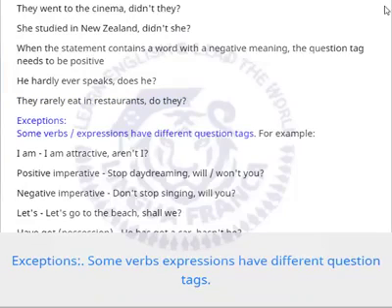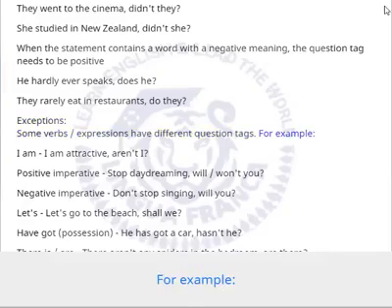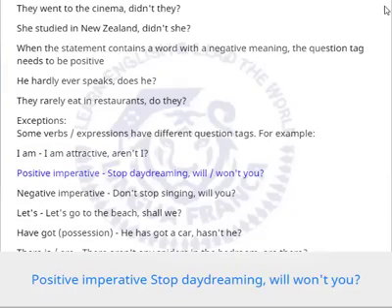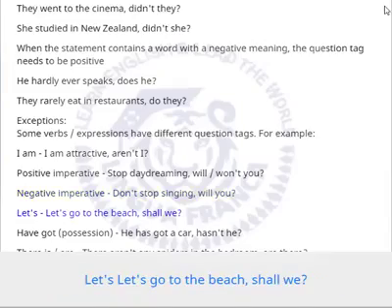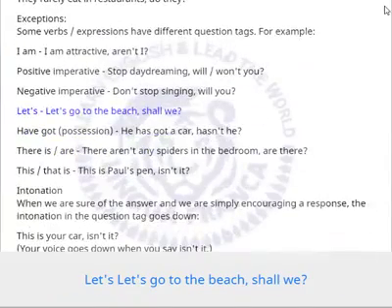Exceptions. Some verb expressions have different question tags. For example, I am attractive, aren't I? Positive imperative: stop daydreaming, won't you? Negative imperative: don't stop singing, will you? Let's go to the beach, shall we?